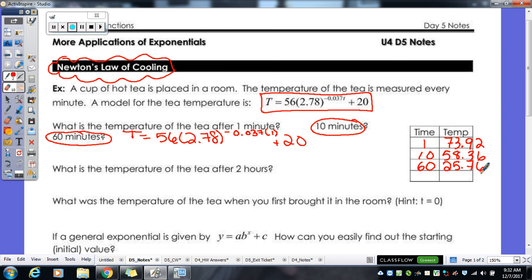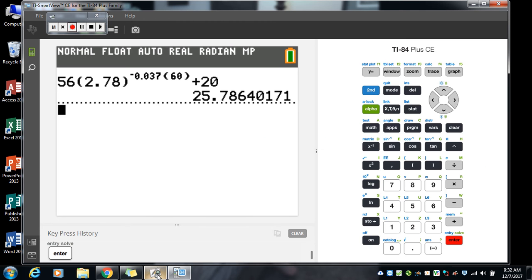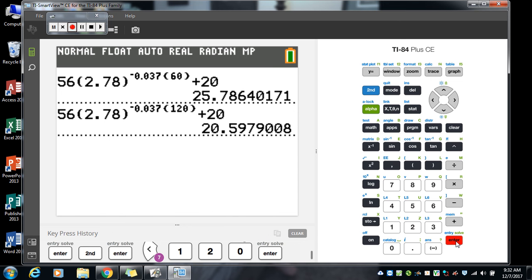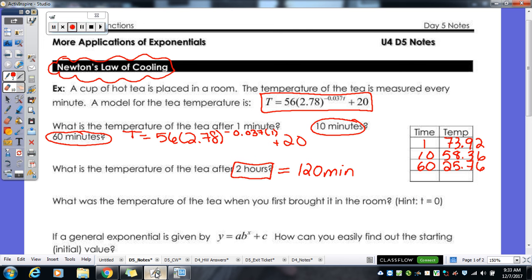Then they want to know, what is the temperature of the tea after 2 hours? We can't plug in the 2 hours because the formula was used in minutes. So we have to plug in 120 minutes. Do you guys know the shortcut so you don't have to keep typing the whole thing all the time? Second, and then enter brings it back, and then all you have to do is go back and change your exponent from 60 to 120. 20.60.